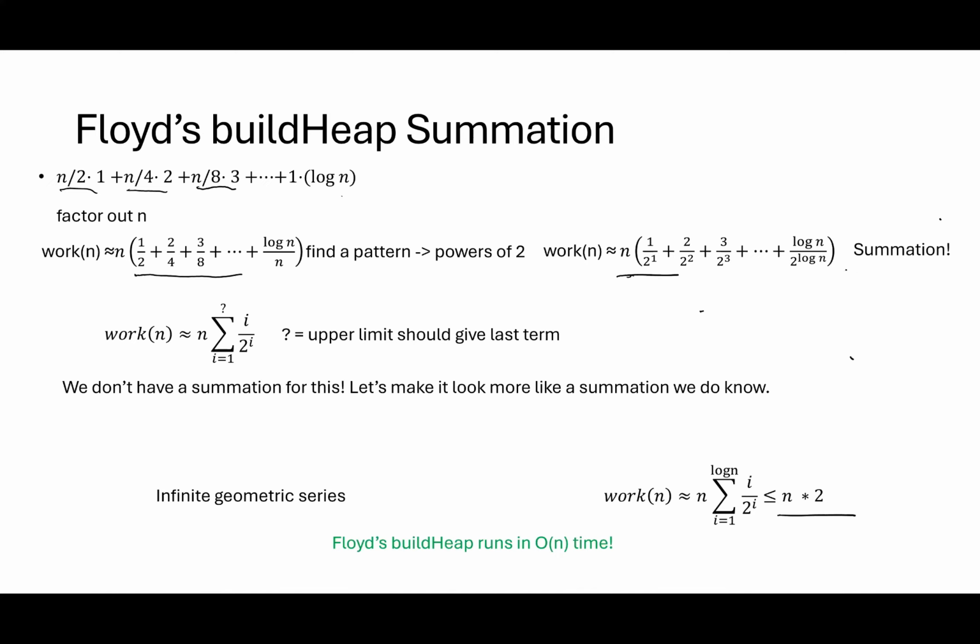This can be written as this. If I take n common, it is 1 over 2, 2 over 2 square, 3 over 2 cube. So this can be written as this. This is the total amount of work that we are doing, from level 1 to level log n. Okay, so this is the total amount of work.